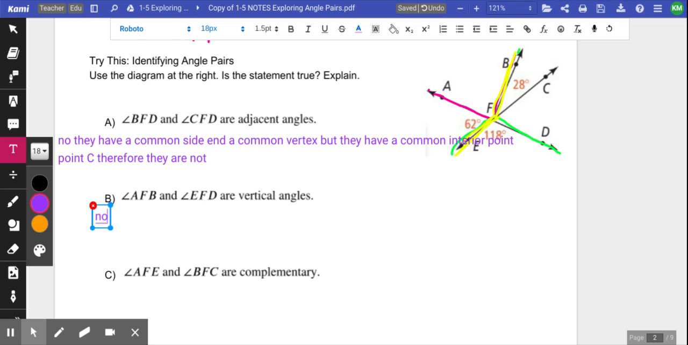So if we have to answer a question, are they vertical angles? No. FB and FE are not opposite rays. And then we're done. Fix this a little, make it capital.